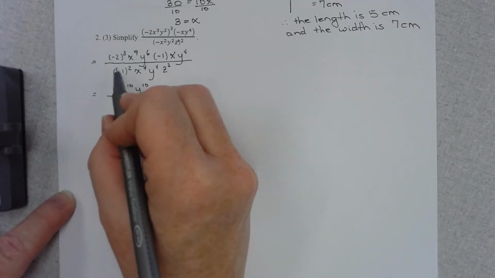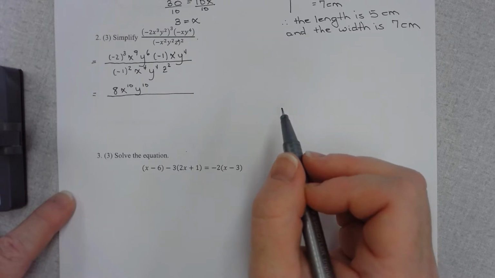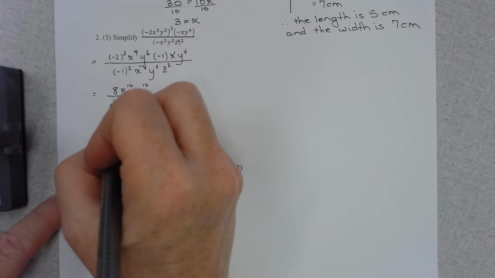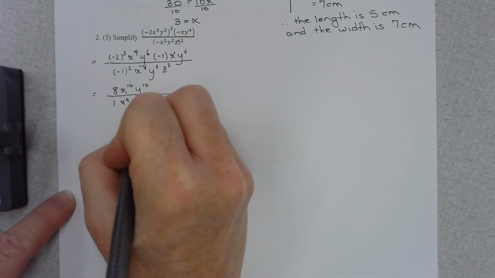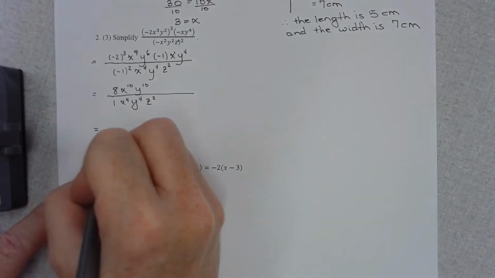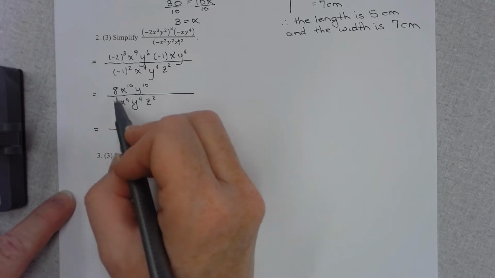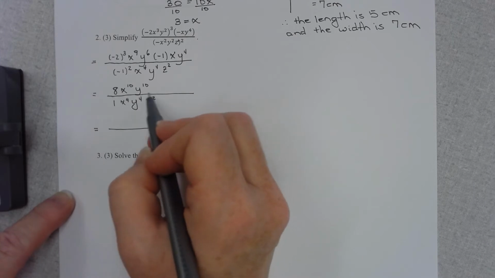Then I have -1 squared. Well, -1 squared is 1. And then I have x to the 4th, y to the 4th, and z squared. So now I'm going to divide only my like terms. If I take a look here, I can divide these numbers, and I can divide these x's, and I can divide these y's, but I can't divide the z's.